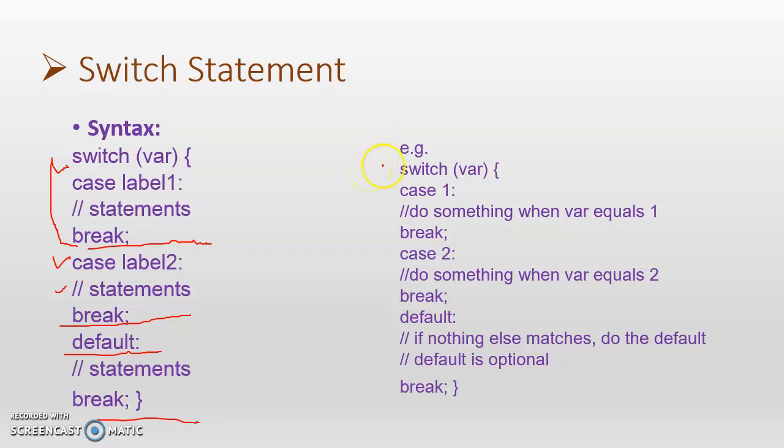For example, switch, a variable is given, case 1: do something when var equals 1, then break, so it will end here. In case 2, do something when var equals 2, then break again, and then default. If nothing else matches, do the default. If case 1 and case 2 do not match, then the default is used. The default is optional here, and at the end the statement will be break. So this is called the switch statement.